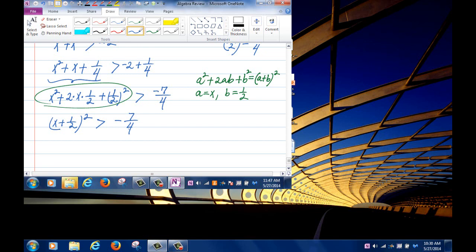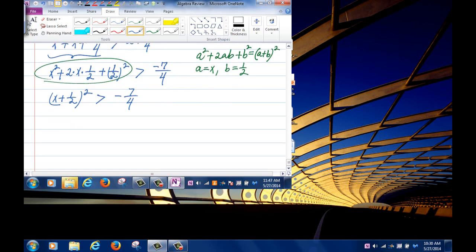And without doing anything, I cannot take the square root of negative 7/4, right? You guys agree with that? However, is this clear that the left-hand side is always positive? Because it's a square, no matter what x is, x plus a half squared is always non-negative, right? For any x, which is definitely bigger than negative 7/4, right? So I can say this works for all x, right? This works for all x.